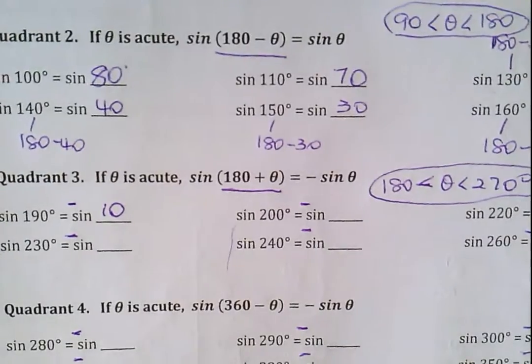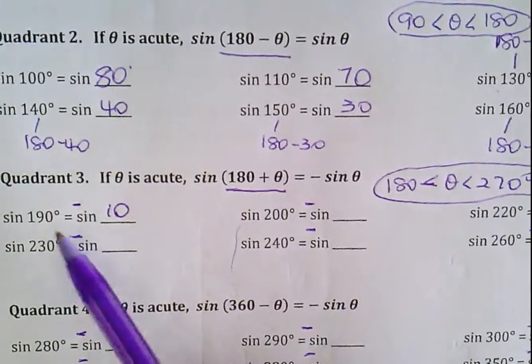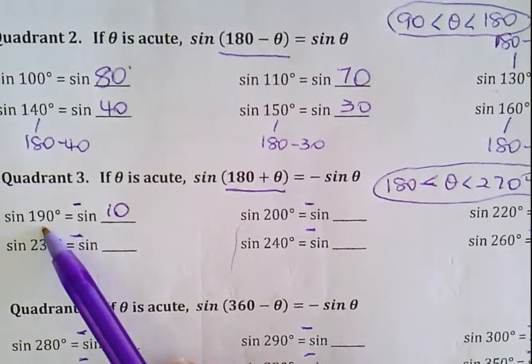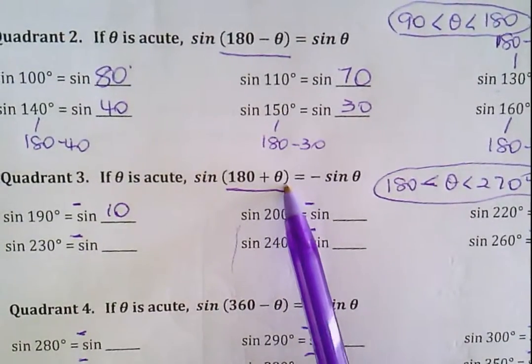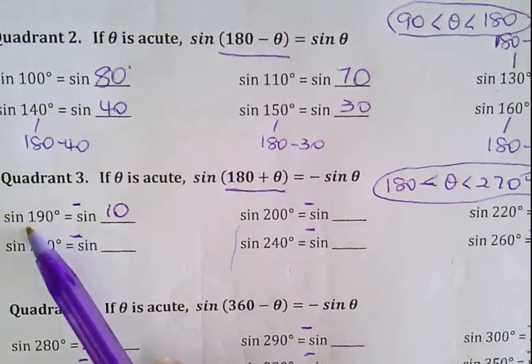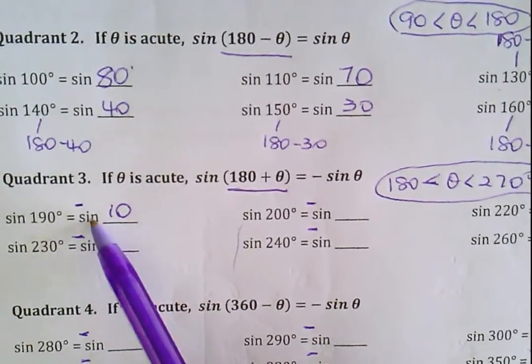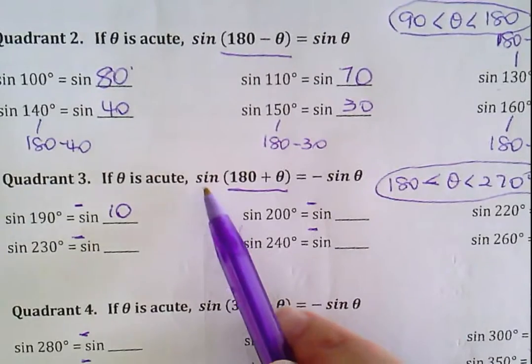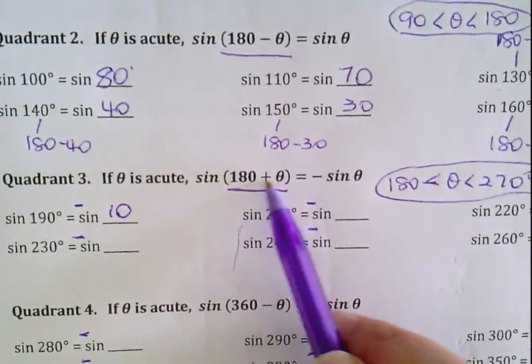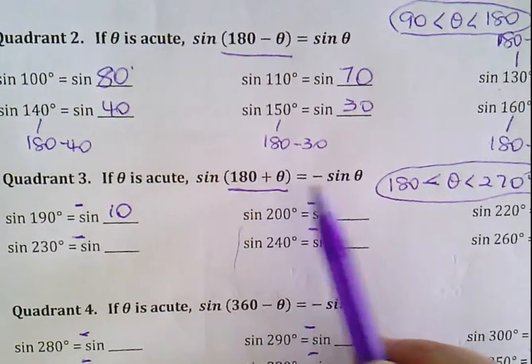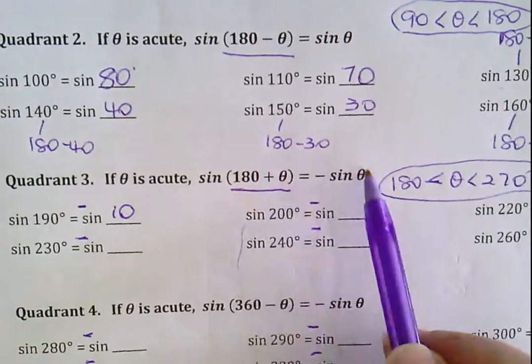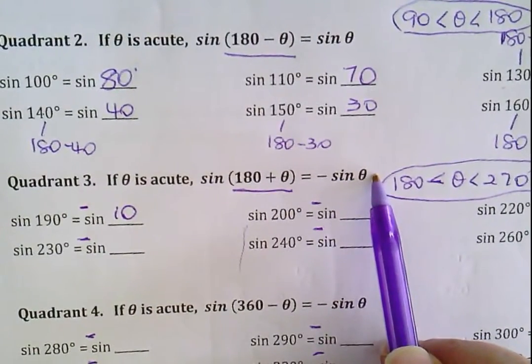It's 180 plus something. So 180 plus what gives 190? Notice that 190 is 180 plus 10. Do you get it? So 180 plus 10, that's why it's sine 10. But if you've got the sine of 180 plus something, it equals negative sine of that small angle there. That's what the rule is telling you.